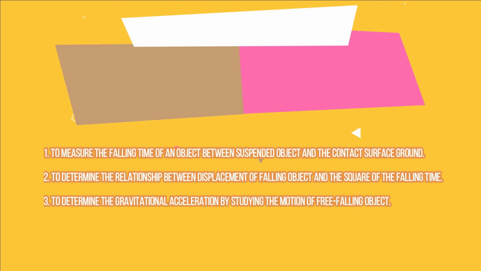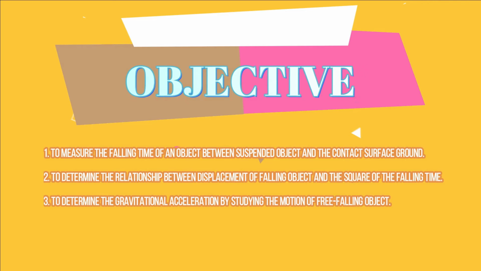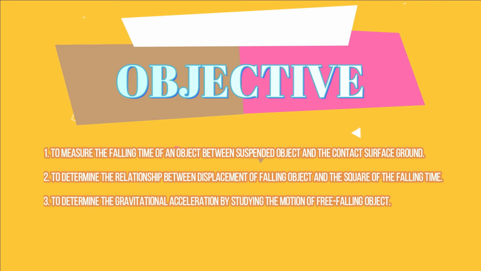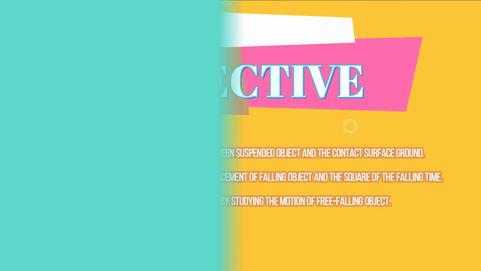The objectives that can be achieved in this experiment are to measure the falling time of an object between the suspended position and the contact surface on the ground. Next, to determine the relationship between the displacement of the falling object and the square of the falling time. And lastly, to determine the gravitational acceleration by studying the motion of a free-falling object.